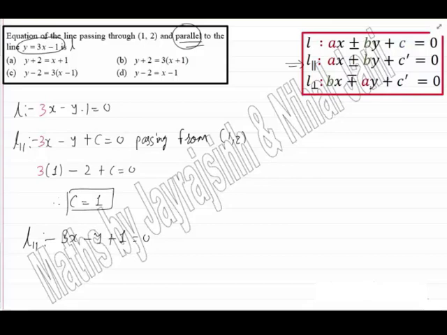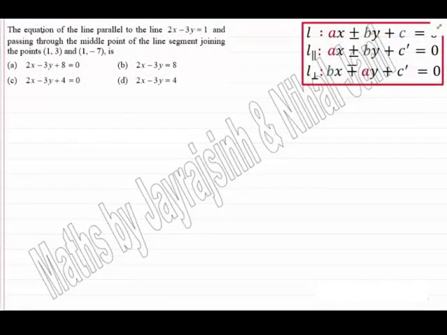If you do not find such an option, try to simplify the remaining options. If you simplify option B, then you will get 3x minus y plus 1 is equal to 0, which is exactly equal to our answer, right? So option B is the right answer.